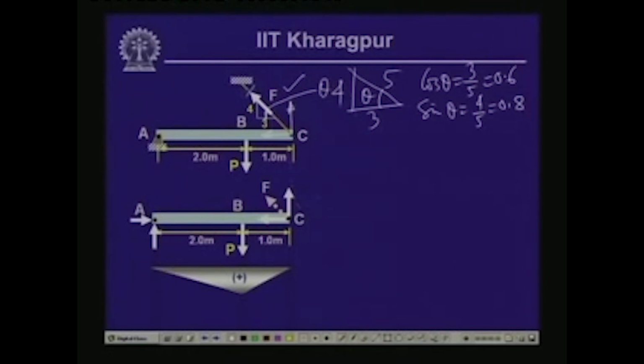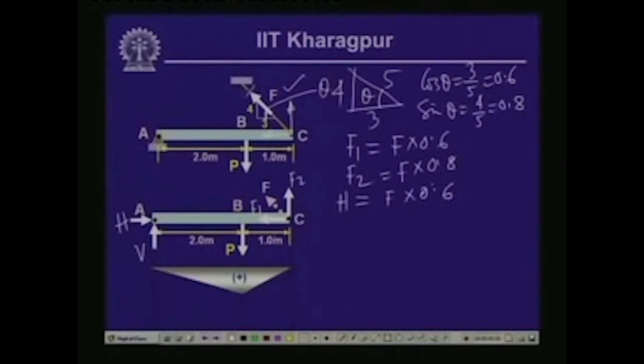So, F cos theta will give you the horizontal one. If we call this F1 and if we call this F2, then F1 is equal to F cos theta, which is 0.6 F, and F2 is equal to F sin theta, which is 0.8 F. Now, if we take the summation of horizontal force as 0, if we call this H and this V, H is equal to F1, which is equal to F into 0.6. Now, if we take the moment of the forces with respect to A, we have F2 into 3 is equal to P into 2, and thereby F2 is equal to 2P by 3.